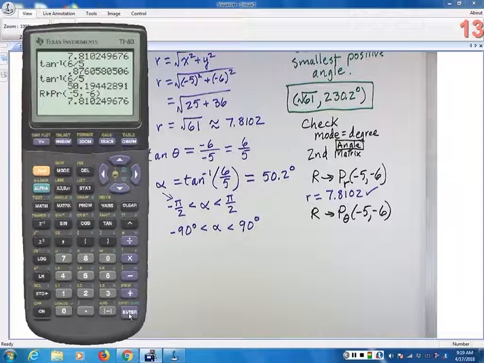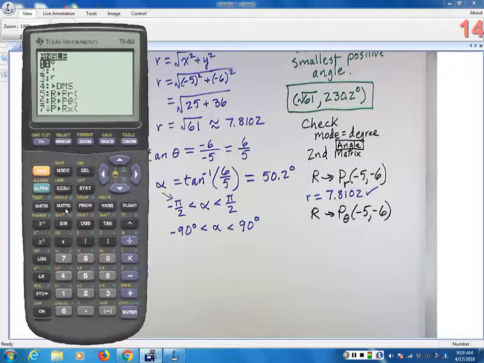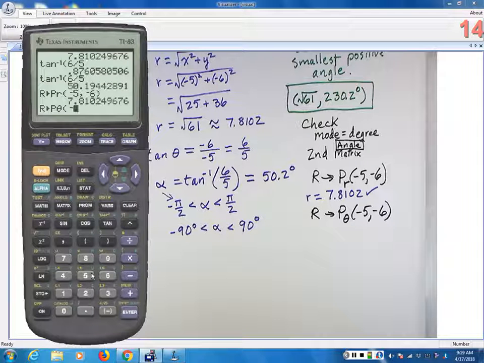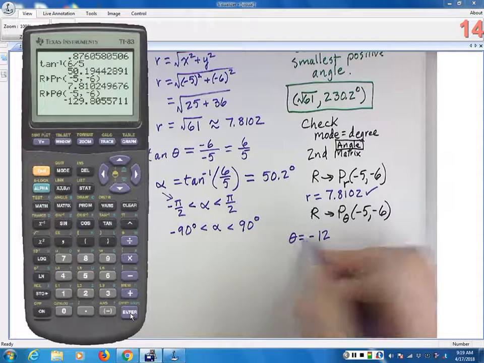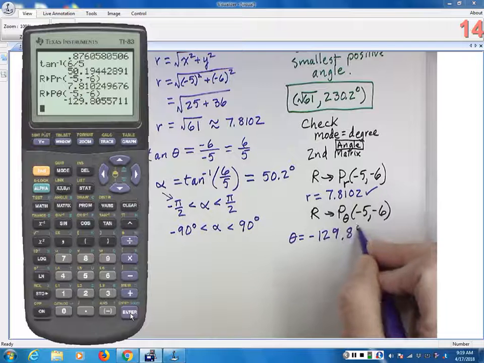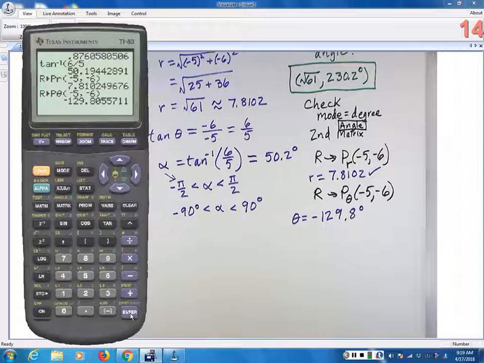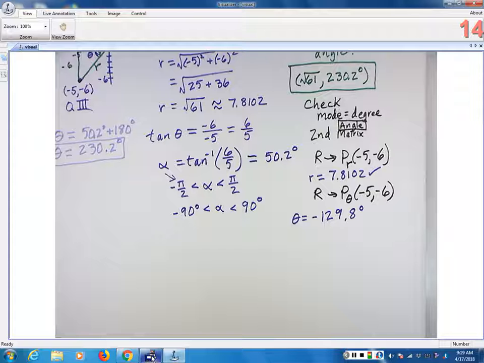Now let's do it again. Second angle, but now we're going to go from rectangular to polar and find theta. You have to put in the -5, -6. Okay, so it gives us theta equals -129.8 degrees to one place. Is that the same as 230.2? Well, obviously our calculator doesn't know we wanted to make it a positive angle.